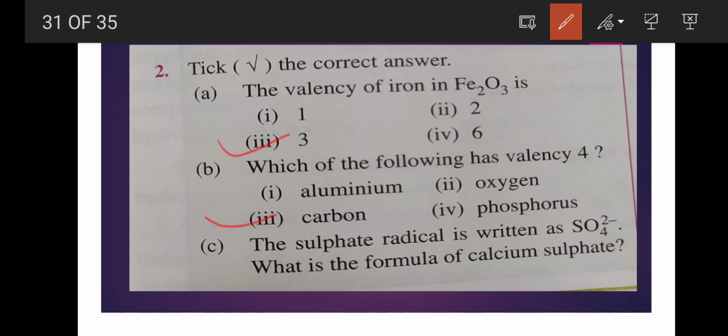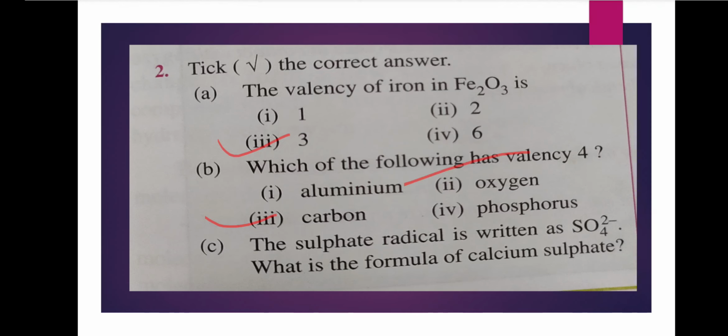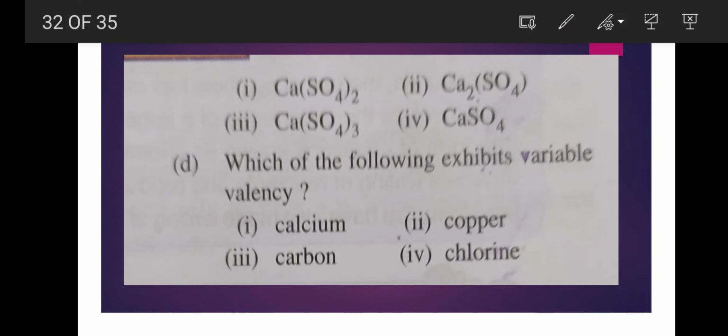What is the formula of calcium sulfate? So formula of calcium sulfate will be what? Ca. Here the question is what? The sulfate radical is written as SO4 2 minus. What is the formula of calcium sulfate? So CaSO4. This will be, because the valency of calcium is 2 and valency of SO4 is also 2. 2 it will be cancelled. So we have at last CaSO4.